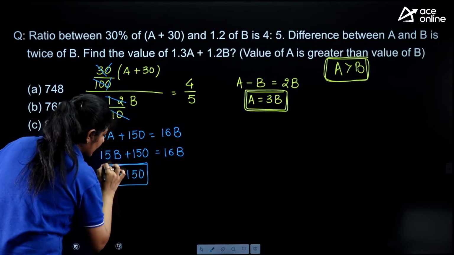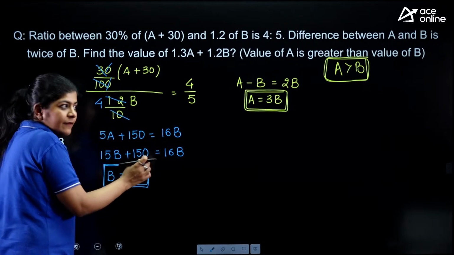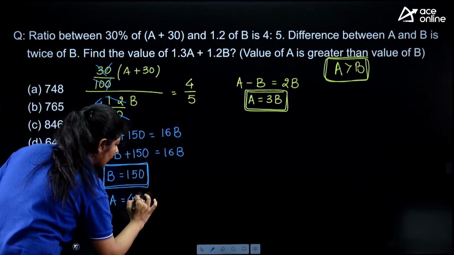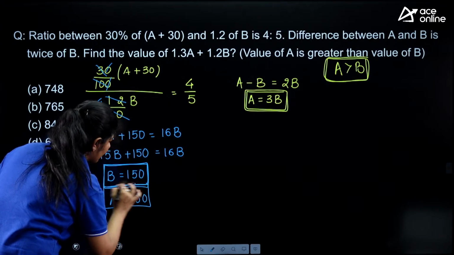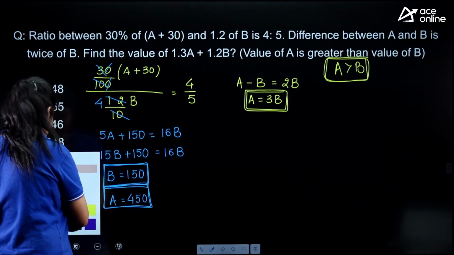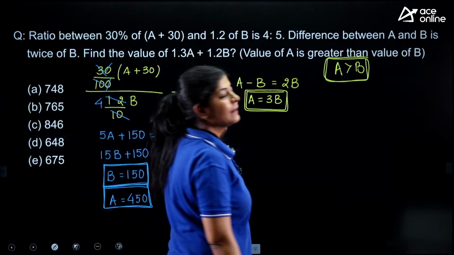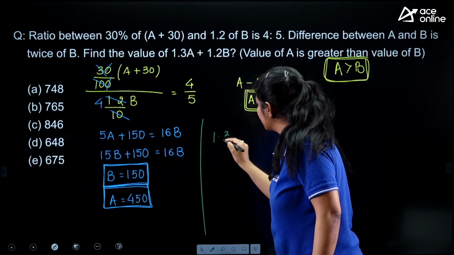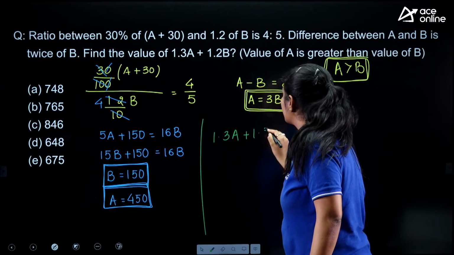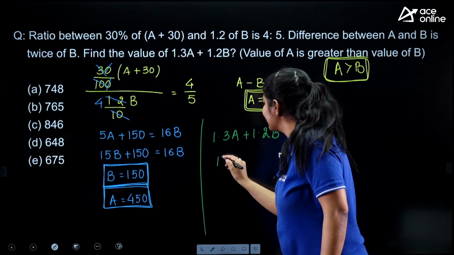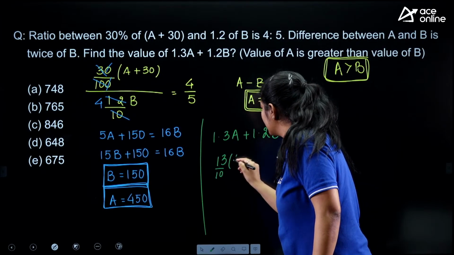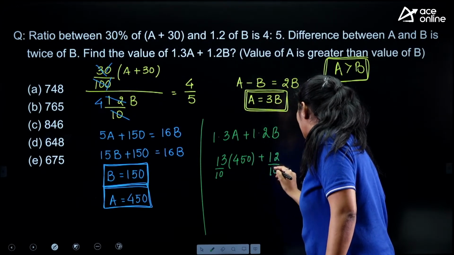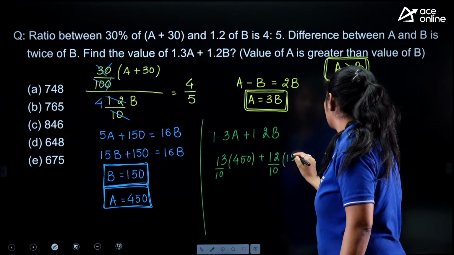As I get the value of B, I simply substitute this value over here, and from this we will get the value of A as well, that is nothing but 450. Now, what we have to do is calculate the value of this one. 1.3A plus 1.2B. We can write it as 13 by 10 and the value is 450, plus 12 by 10 and the value is nothing but 150.